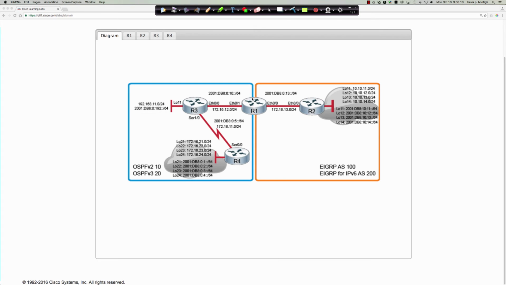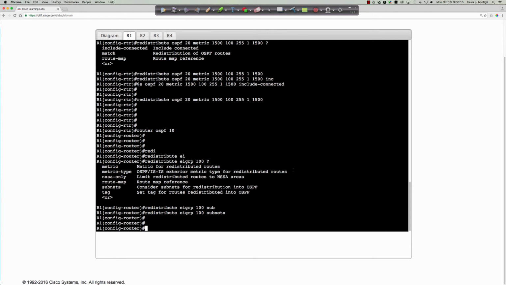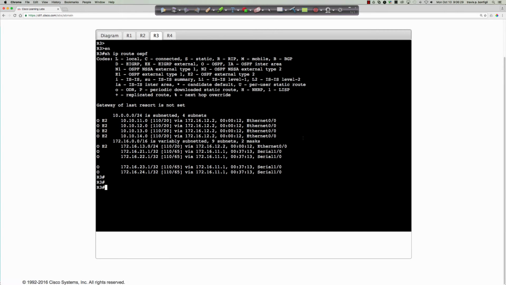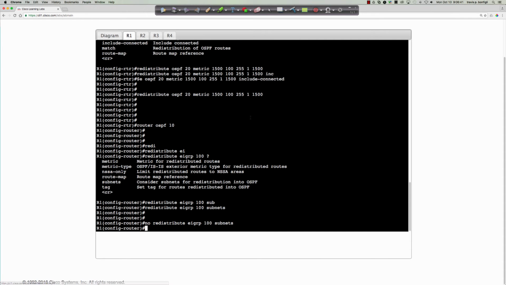So we said redistribute EIGRP 100 subnets. Now, let's see what happens if I were to take off, and actually let me say this here. Let's say subnets and Control A, and we're going to say no redistribute EIGRP 100 subnets. So now let me come back over here to router 3 and let's see, what do we see now? So all of that OE2 redistributed information is now gone. We no longer see it. So now let's do this, and the reason I'm setting this up here is I want to say, here's what it looks like when I don't have subnets on there.